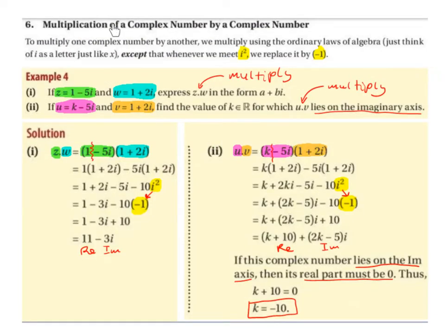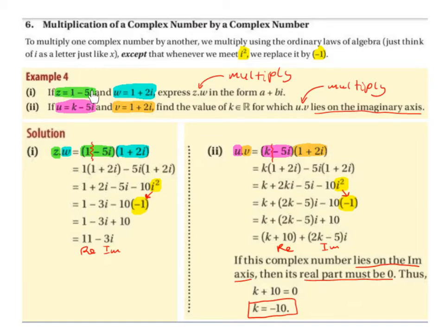Part 6, multiplication of a complex number by a complex number. To multiply one complex number by another, we multiply using the ordinary laws of algebra. Just think of i as a letter just like x, except that whenever we meet i squared, we replace it by minus 1.